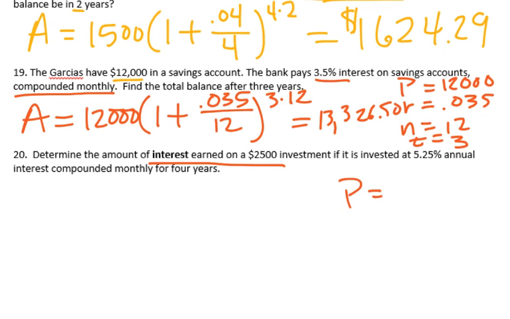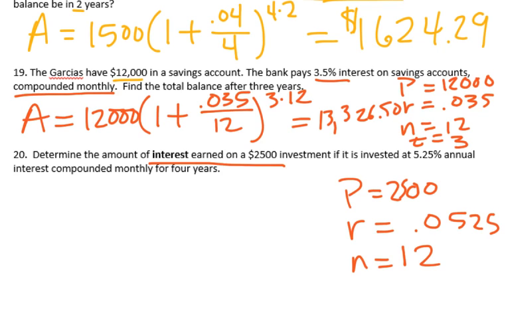Okay, 20. Determine the amount of interest earned on a $2,500 investment. So P is 2,500. Its rate is 0.0525, annual interest compounded monthly for 4 years. So N is monthly would be 12. T is 4. But now you just want the interest earned. So we don't want the total amount.